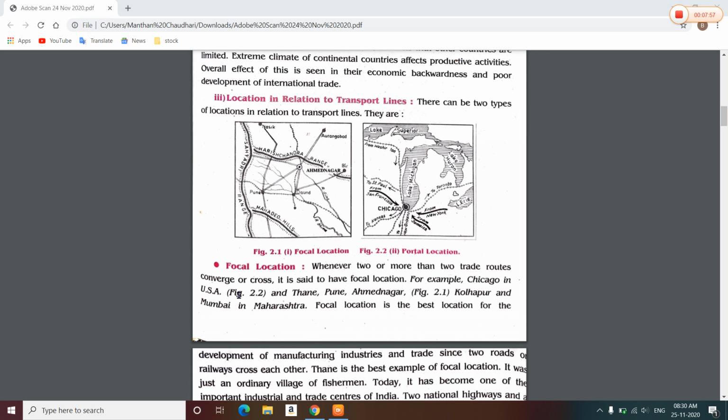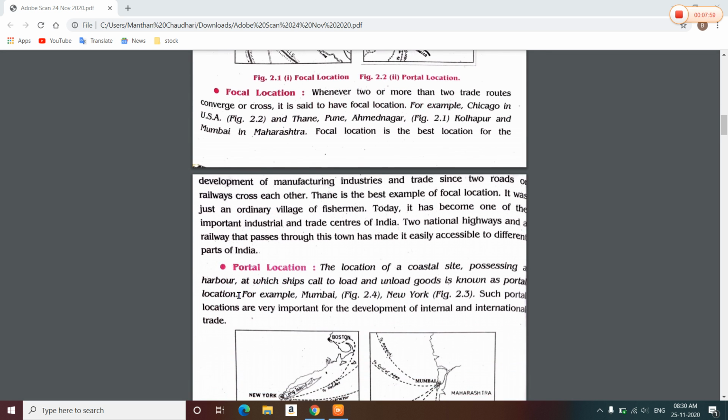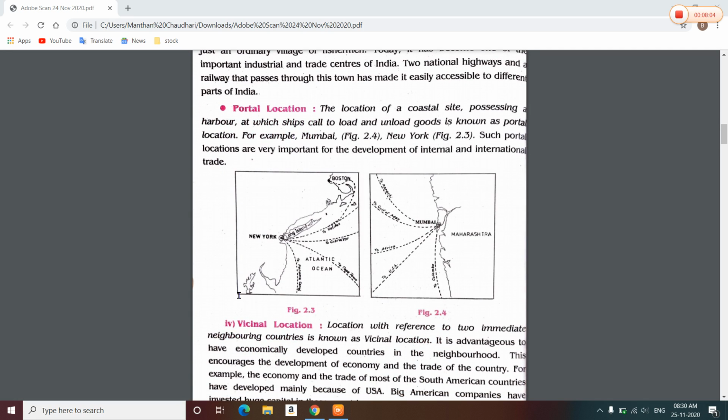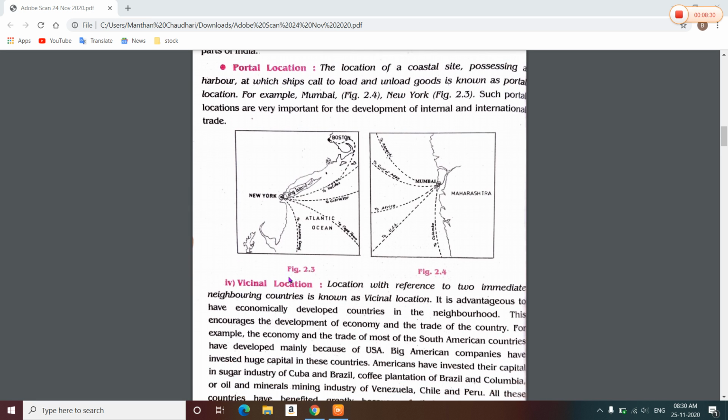Now, next one is what? Portal location. The location of a coastal site possessing a harbor at which ships can load and unload goods is known as portal location. For example, Mumbai. Such portal locations are very important for the development of internal and international trade.